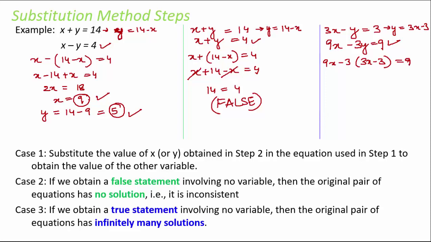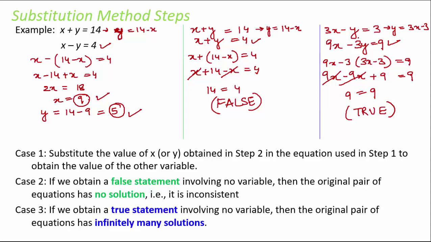So this would be 9x minus 3 into 3x minus 3 is equal to 9. As you solve this equation, what do you see? You get 9x minus 9x plus 9 is equal to 9. So 9x and 9x get cancelled, and we get 9 is equal to 9. Now this is true because 9 and 9 are obviously equal, but there are no variables in it. So we can't find the value of x or y. This is a scenario which means that the original pair of equations given to us have infinitely many solutions. I hope this is clear now.